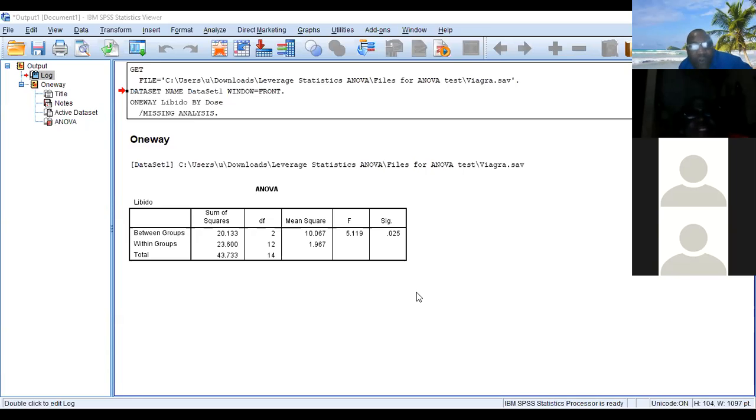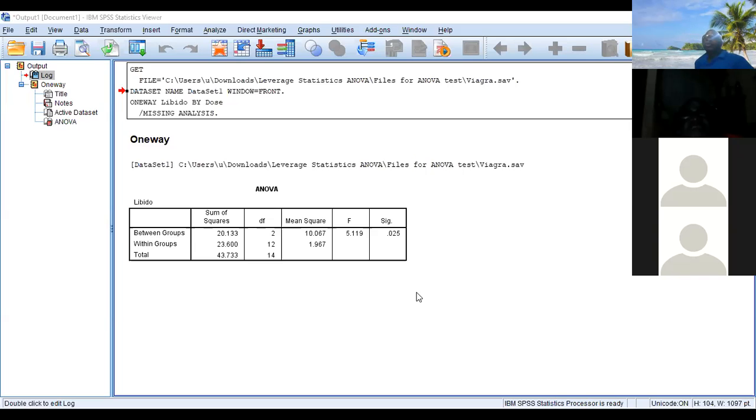So the degree of freedom between and within, when you add them together, gives you the total degree of freedom. The mean square, MS, which is the variance: you remember when we divide this 20.133 by 2, it gives us this. When we divide this by 12, it gives us this. Then our F is this mean square, the variance between groups, divided by the variance within groups, which gives us 5.119. That is what we calculated.